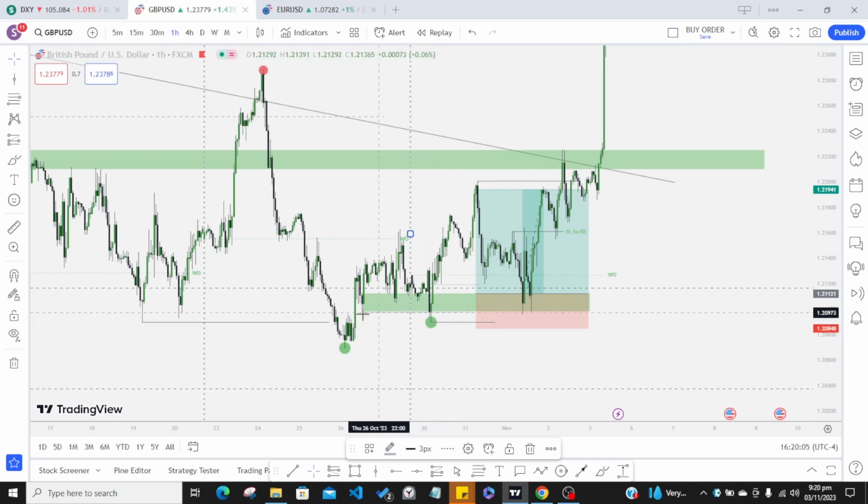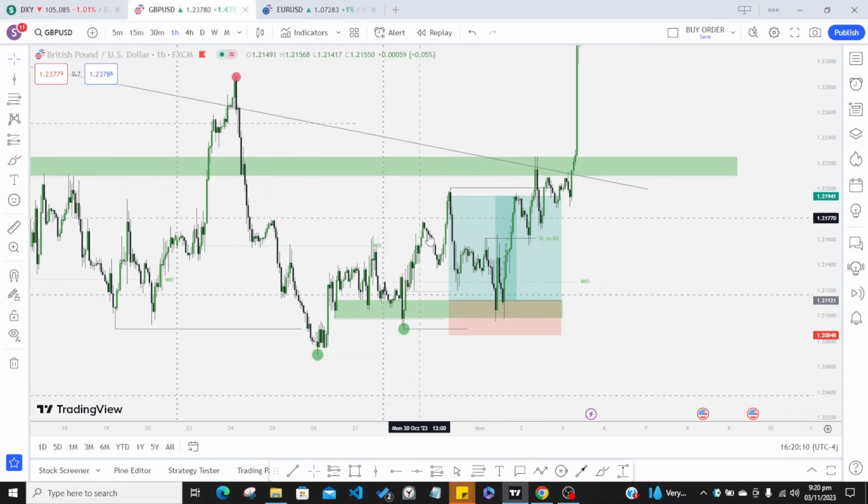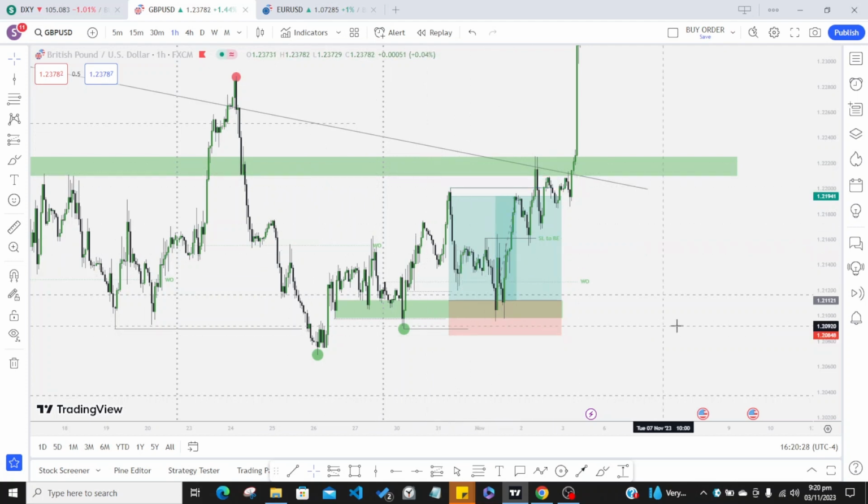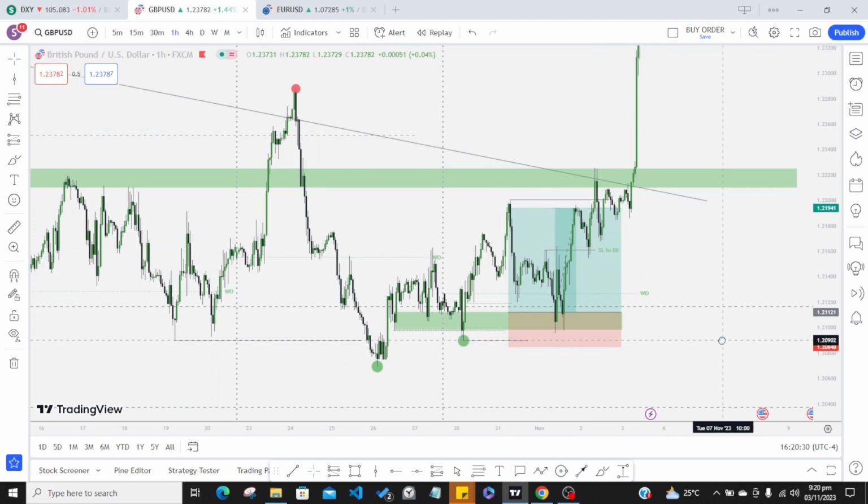Price went down, took out this liquidity here, then went up to a premium zone, taking out this high here. If you look, this is like an equal high. So the price took out this, formed an equal high, then retraced a bit and took out this high here into a premium zone, then sold off from there, going back into a discount. So my idea for the trade setup was I didn't want to see price break this low here.